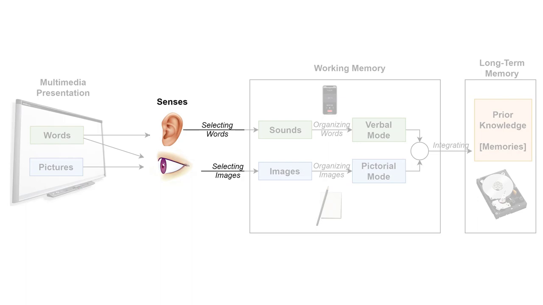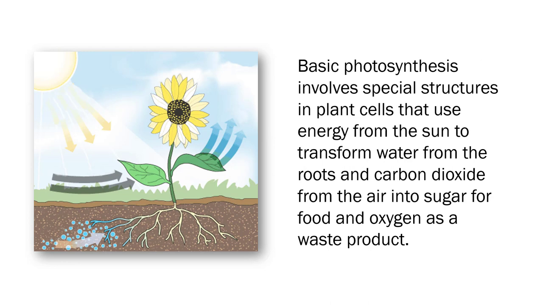One thing that a good presentation slide can do is to help the learners select the words and images on display that should be attended to. So one easy way to do this is to use words very sparingly and ensure that they are presented near the part of an image that is being addressed. This is called spatial contiguity.